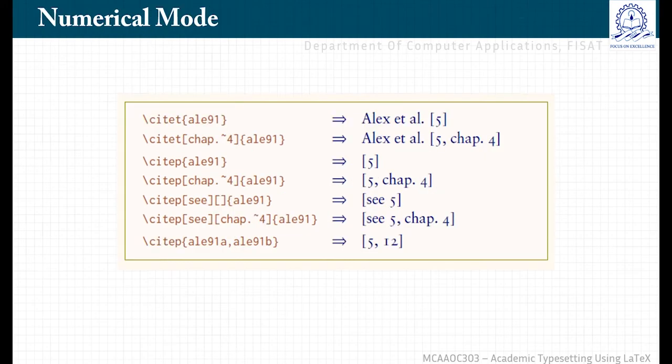There are different modes in the natbib package. This is the numerical mode. Here these examples are for the author-year citation mode. In numerical mode, the results are different. If you are in numerical mode and you specify \citet, it will give you Alex et al. and, in square brackets, the number.